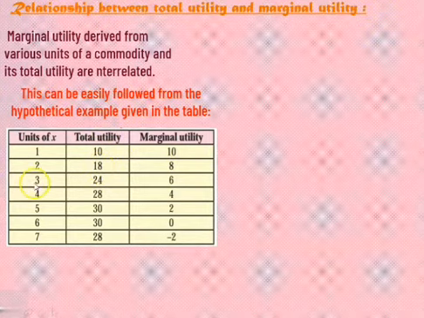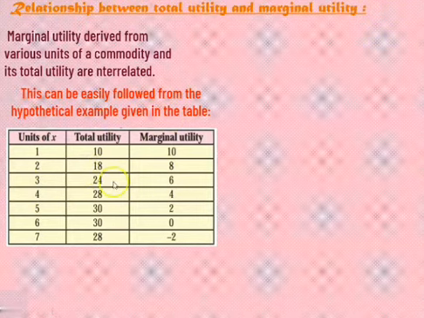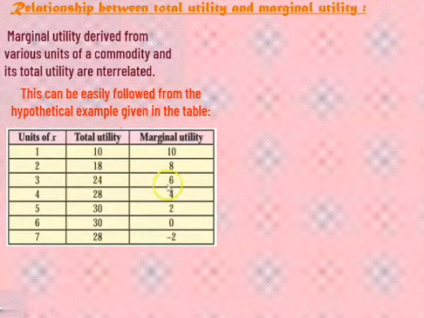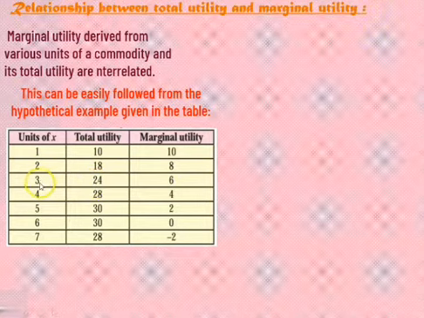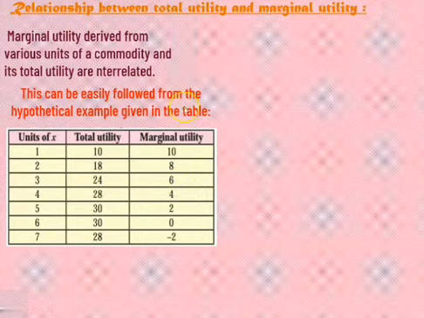Now the third unit of pizza, third unit of X. When the person gets it, the satisfaction level is 6, and therefore the total utility is 18 plus 6, that is 24. So when the person has consumed the third piece of pizza, the total utility is 24 and the third piece's marginal utility is 6. I hope you have understood the addition we are making with the last unit.